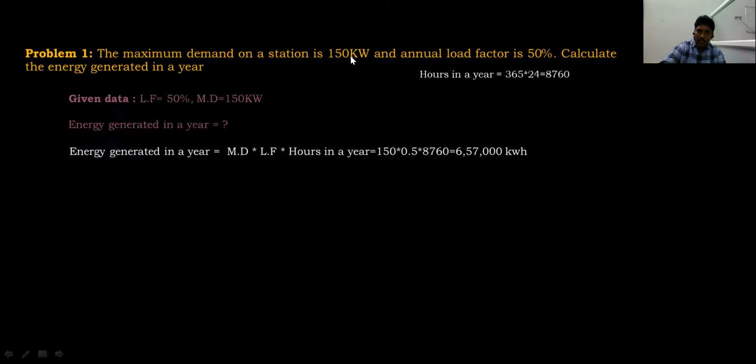Say, for example, if it is given in megawatts, you need to multiply by 10 power 3, because here we are expressing the number of units generated in a year in kilowatt hours. That's why we are taking 150 directly from kilowatts.